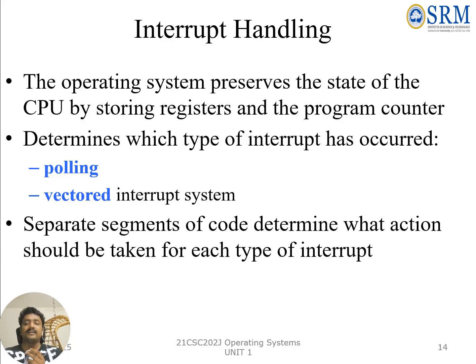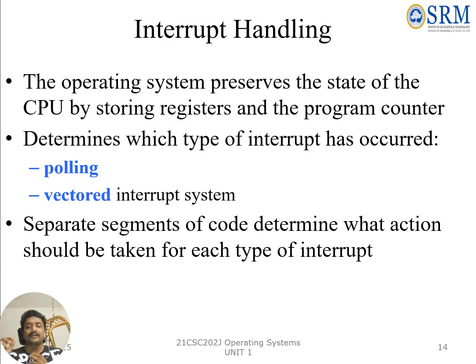Then we have an interrupt handler. How can we handle this particular interrupt occurrence? The operating system will preserve the state of the CPU by storing the data on the operations into the register and the program counter. What is a register about? A register will store the data while the system is performing. Each CPU will have a microprocessor or microcontroller, which will have n number of registers involved in storing the data. And the program counter is an increment register which makes the data execute one by one.